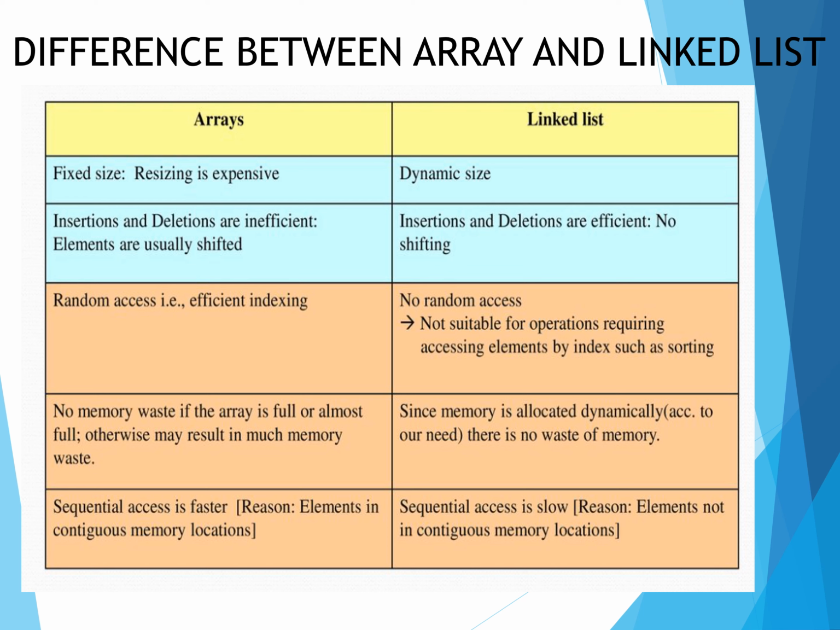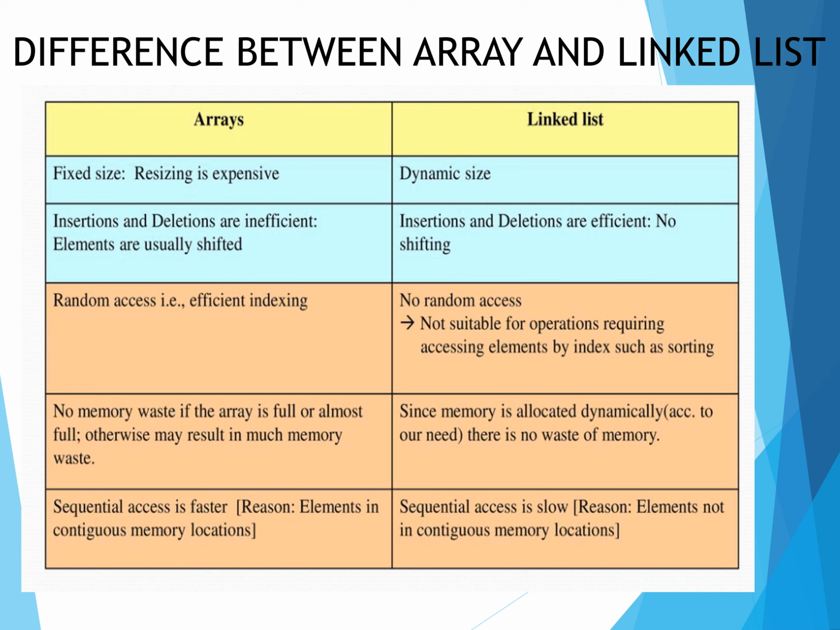Third point, random access is allowed in an array because an array always uses indexing. That is efficient indexing used by the array. So random access of elements is allowed in an array. But in a linked list, there is no random access because we have to follow a sequence and perform the operation sequentially only. It's not suitable for operations requiring accessing elements by index, such as sorting.